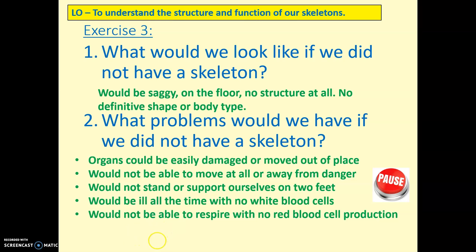And then the final point, the fifth point, we would not be able to respire with no red blood cell production. So if no red blood cells, we cannot carry oxygen to all of our cells. We cannot get energy, and we cannot do the things we like to do. So those are the 5 key points. So I'm sure you had more yourself.